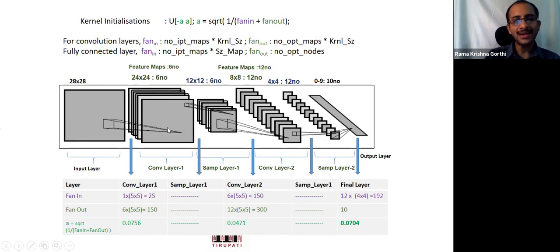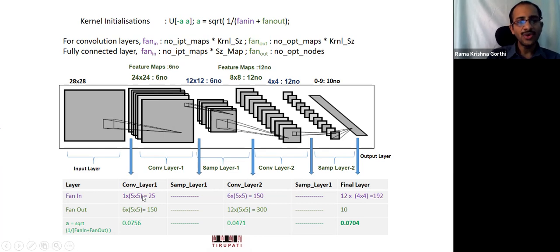For that, we define fan in and fan out, where fan in is the number of input maps into the kernel size, and fan out is the number of output maps into kernel size. So here output maps are 6 and kernel size is 5 cross 5. Input maps are 1 and 5 cross 5.